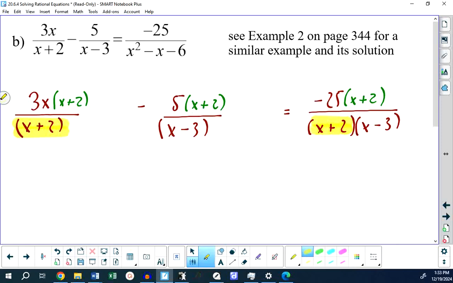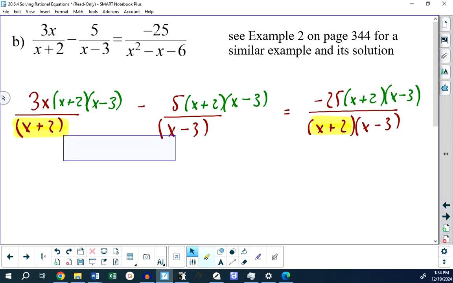That will get rid of this x plus 2, and it will also get rid of this x plus 2. But what it doesn't do is get rid of the x minus 3. So you could say, well, that means I have to multiply the top of this by x minus 3. But it's an equation. I have to do the same thing to everybody here. And I hope you see that in the end, we're just multiplying every term by the lowest common denominator.